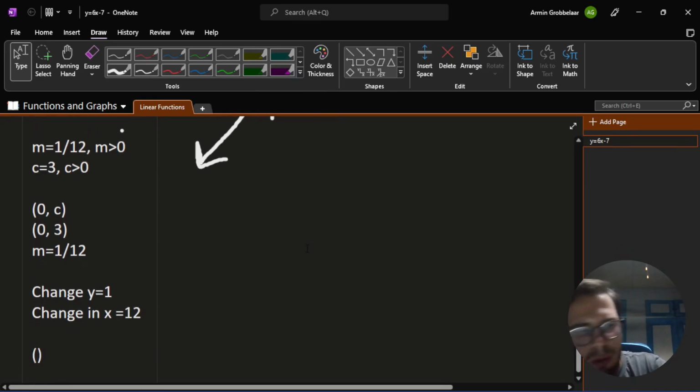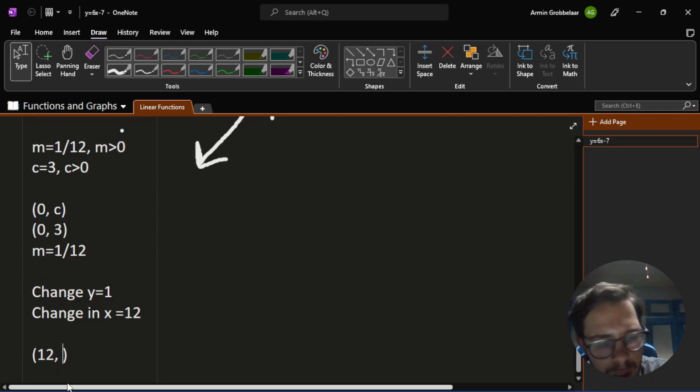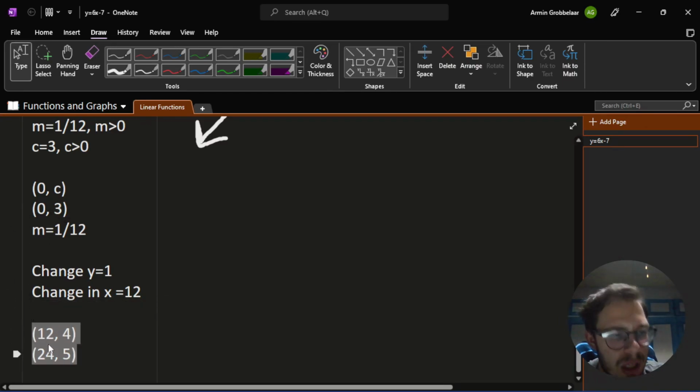So now to get our second point, the change in x is 12, so 0 plus 12 is 12, and the change in y is 1, so 3 plus 1 is 4. So we have our second point, 12, 4. So now to get our last point, you can see the change in x is 12, so 12 plus 12 is 24, and the change in y is 1, so 4 plus 1 is 5. So there we have our 3 points, 0, 3, 12, 4, and 24, 5.